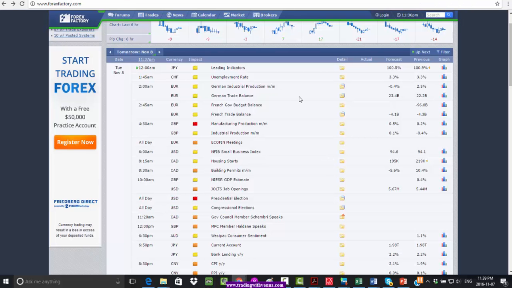Let's start off by taking a look at our economic calendar here. We are fairly light in terms of the news. For the UK session, we have manufacturing production numbers for the British pound, and then going into the US session, we have job openings, and the most important thing for tomorrow will be the presidential election.